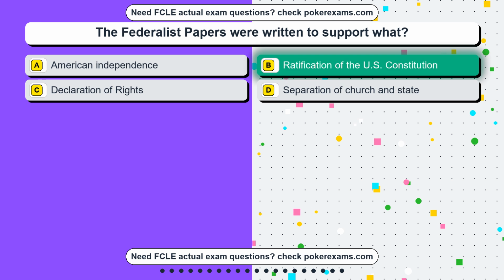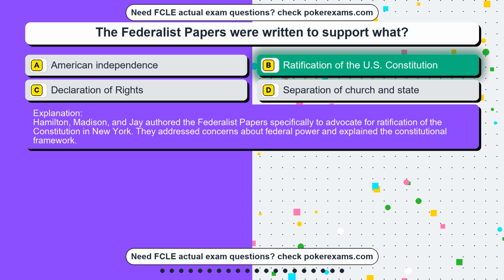The correct answer is option B, ratification of the U.S. Constitution. Hamilton, Madison, and Jay authored the Federalist Papers specifically to advocate for ratification of the Constitution in New York. They addressed concerns about federal power and explained the constitutional framework.